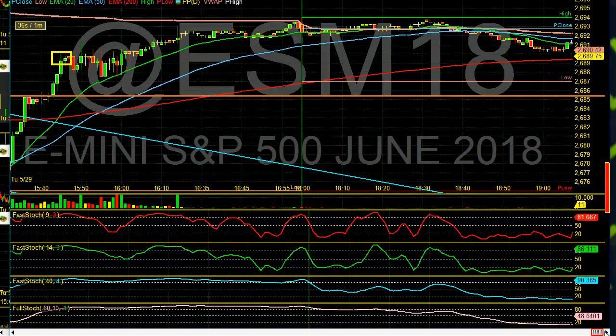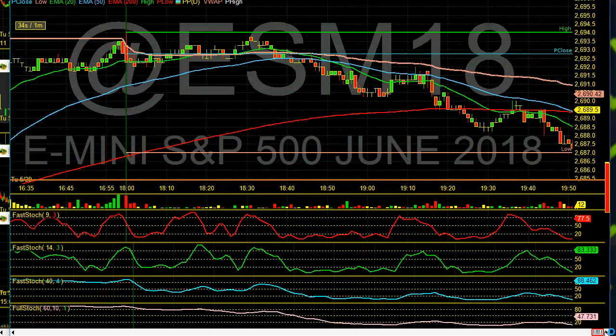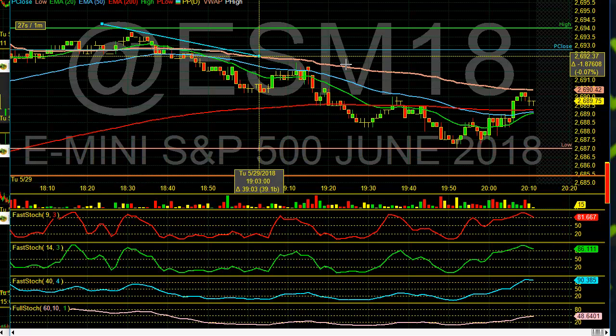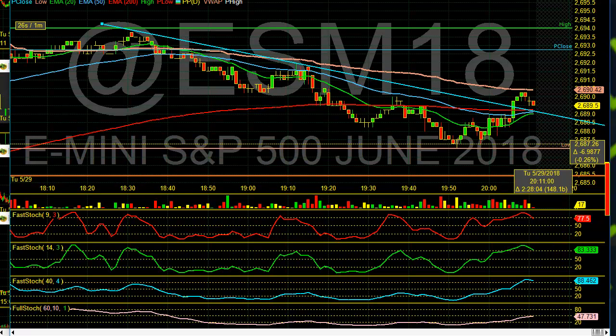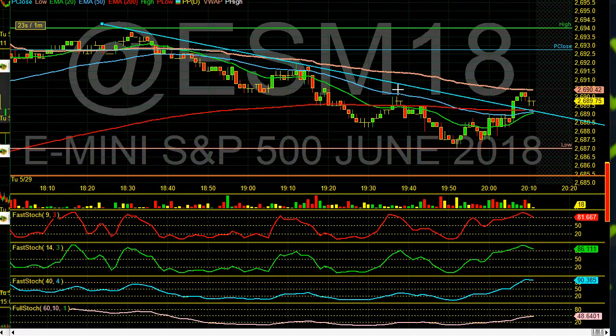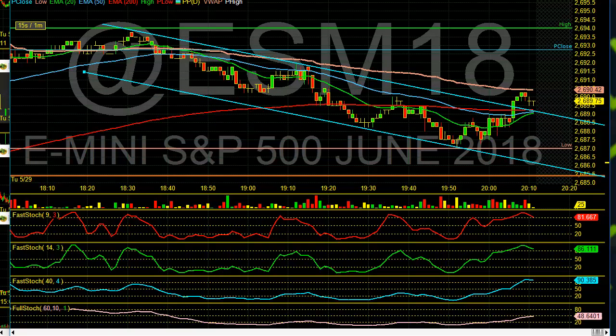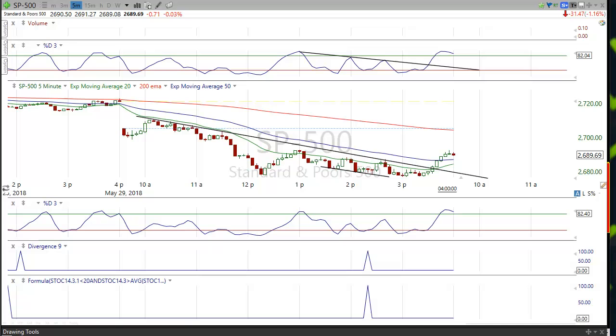Alright, so this is where we are right now. And nice interesting little pullback here. Not bad right there. Take a look at the DB here.